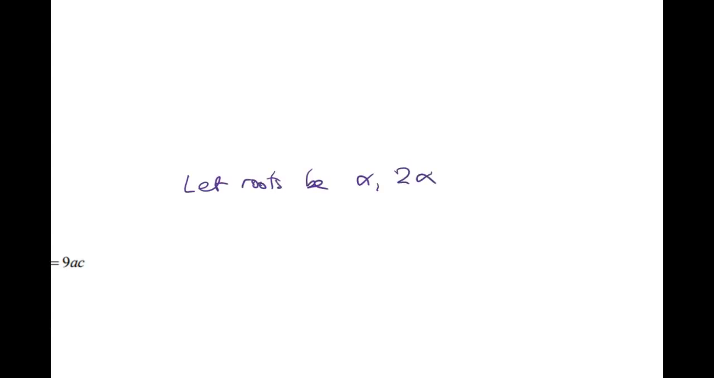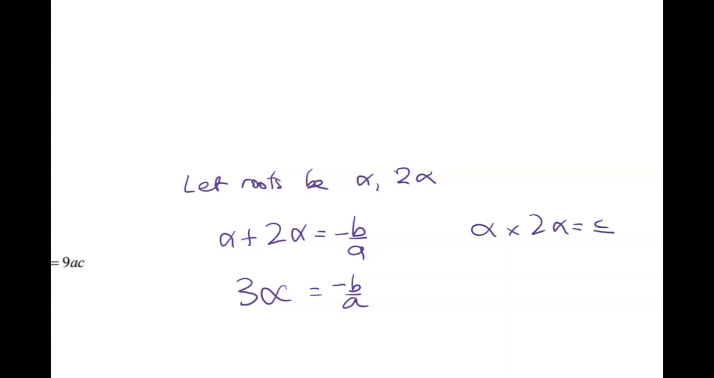So let the roots be alpha and 2 alpha. That means that alpha plus 2 alpha is equal to negative b over a, or 3 alpha is equal to negative b over a. And alpha times 2 alpha is equal to c over a. That gives me 2 alpha squared is equal to c over a.